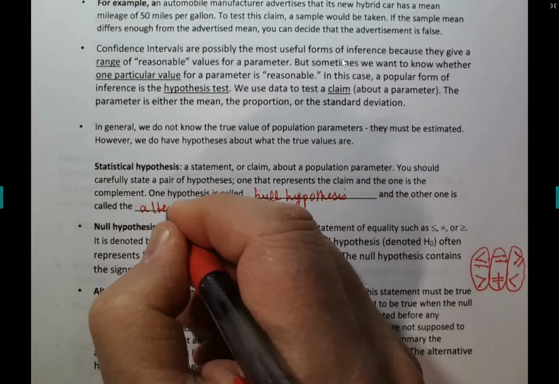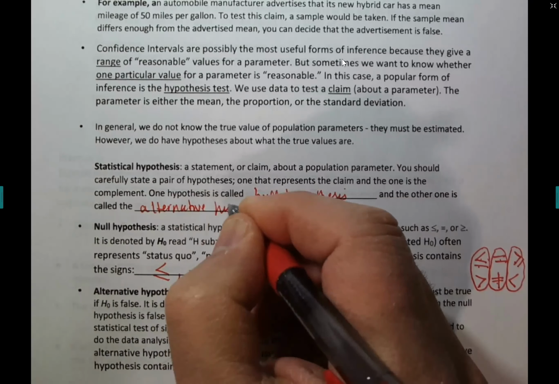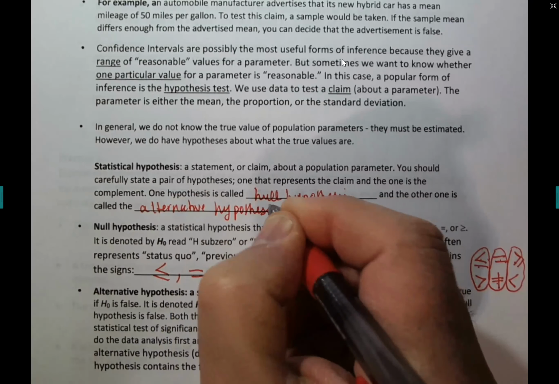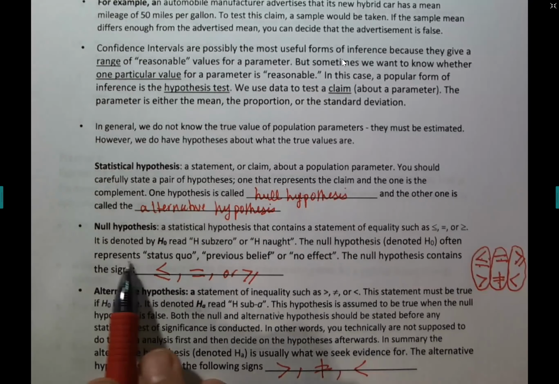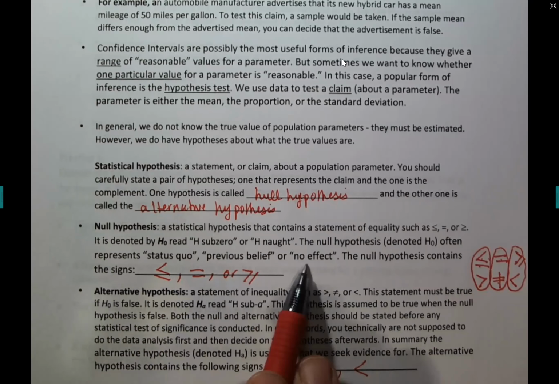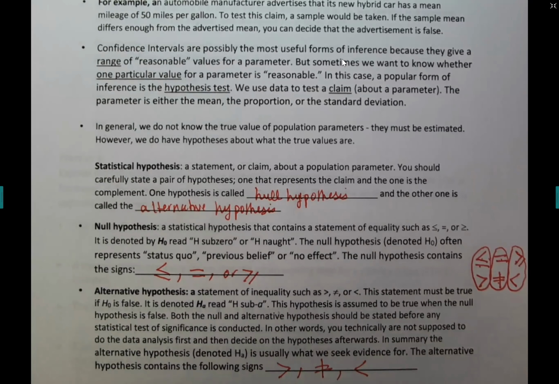And the other one is called the alternative hypothesis. Usually the null hypothesis, they call it the status quo. It's what people believe in, that's been the practice. And somebody will come and say, no, that's not true, there's something else, I think this is wrong. Then he's talking about the alternative hypothesis. And that's what I said. The null hypothesis, usually they call it the status quo, or the previous belief, or no effect. Okay. And so two statements, null and the alternative hypothesis.